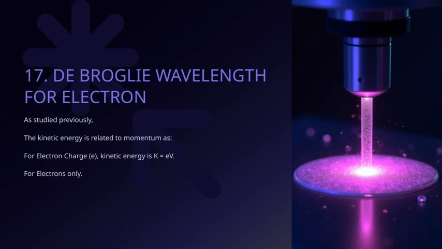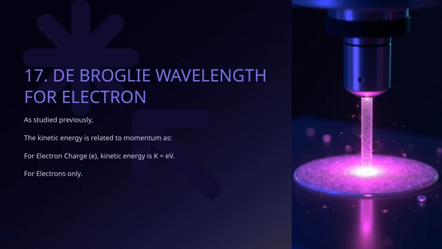Let's focus on electrons for a moment. When we're talking about the charge of an electron, denoted as e, the kinetic energy K can be expressed simply as e times V, where V is the applied voltage. This is a key point because it links the energy an electron gains directly to the voltage it moves through.